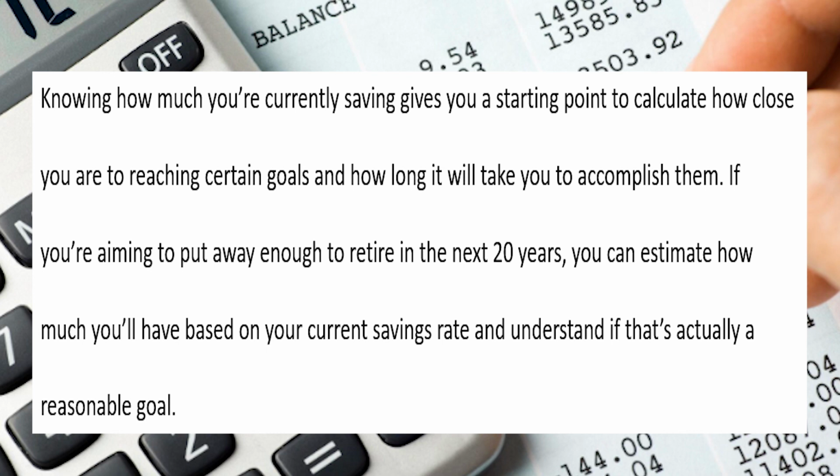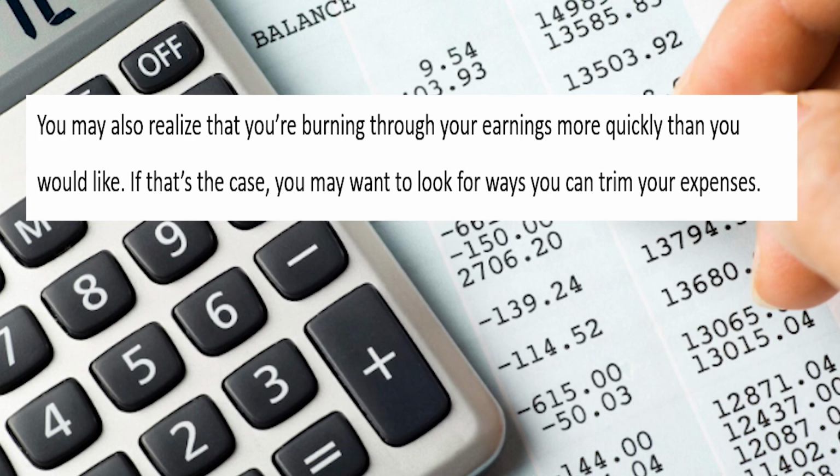Knowing how much you are currently saving gives you a starting point to calculate how close you are to reaching certain goals and how long it will take you to accomplish them. If you are aiming to put away enough to retire in the next 20 years, you can estimate how much you will have based on your current saving rate and understand if that's actually a reasonable goal. You may also realize that you are burning through your earnings more quickly than you would like. If that's the case, you may want to look for ways you can trim your expenses.